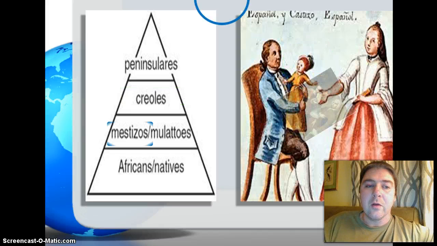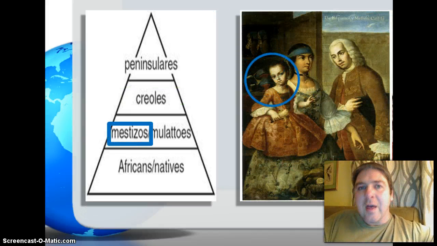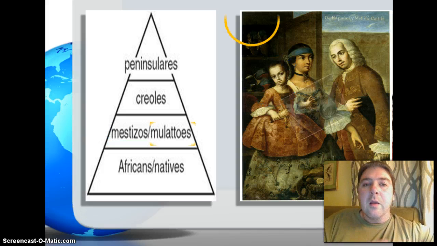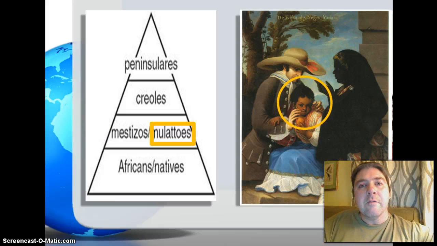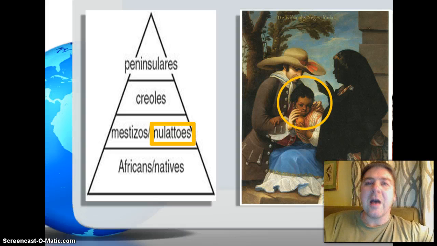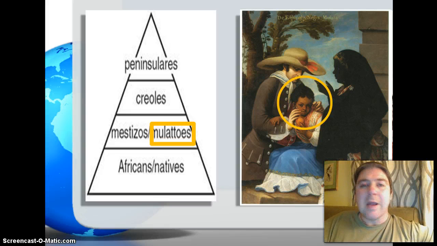some degree the Creoles. Okay, over time we start to see the blending, the mixing of these various groups in Latin America. The combination of one European parent and one Native American parent resulted in a group called mestizos. Okay, and the mixing of a parent from Europe and a parent of African descent resulted in another group known as mulattoes. These two mixed groups with some European ancestry aren't as high up the social pyramid as the peninsulares and the Creoles.